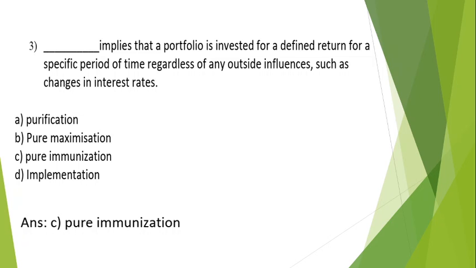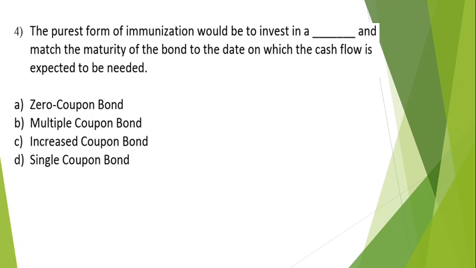Likewise, we have another question. The purest form of immunization would be to invest in a dash and match the maturity of the bond to the date on which the cash flow is expected to be needed. There are four options for filling this blank. Option A, zero coupon bond. Option B, multiple coupon bonds. Option C, increased coupon bond. Option D, single coupon bonds. Can anybody guess? The right answer is option A, zero coupon bonds.